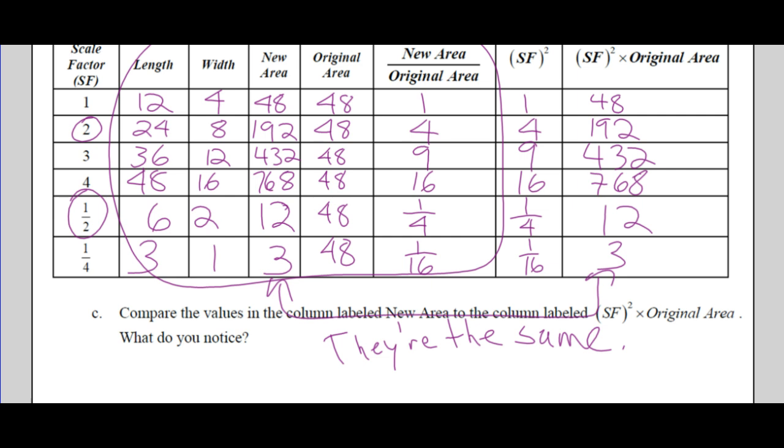Okay? So if you want to find the new area, you don't have to go through finding what's the new length, what's the new width, right? You just have to square the scale factor and say it's that proportion, right? So if the scale factor squared is 4, then the new area is 4 times the original. If the scale factor squared is 1/16, then it's 1/16 of the original.